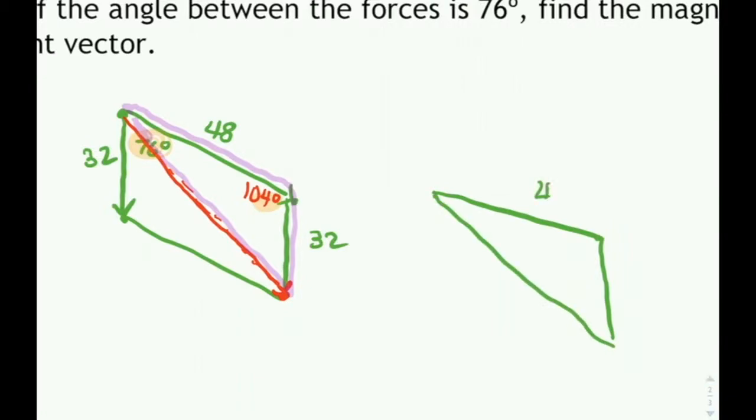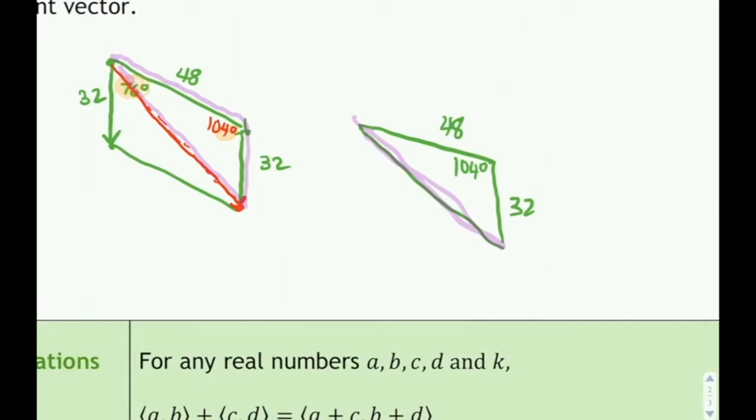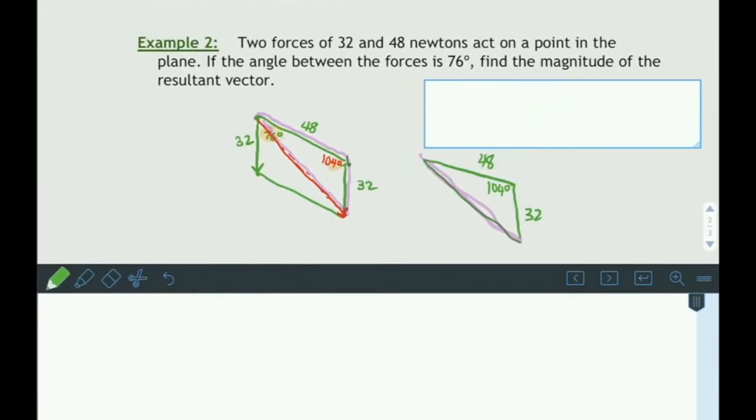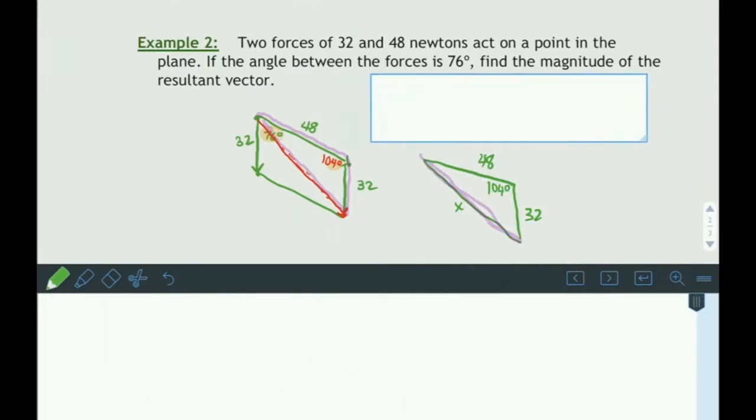Okay, so we got 48, 32, angle between them is 104. We want this magnitude. We could use our law of cosines to figure out the length of that side in our triangle. So let's do that. I'm going to call this x right here.